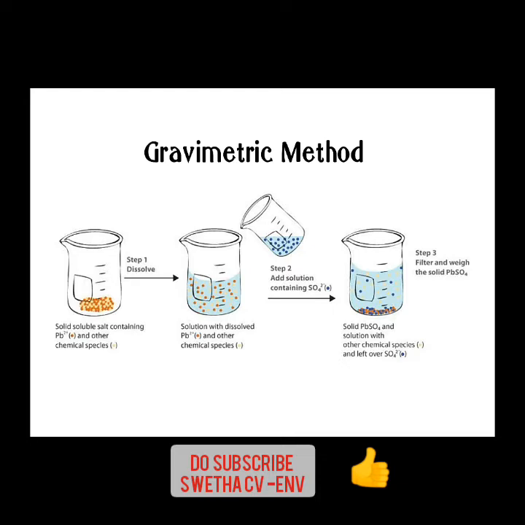So, as you can see here in the gravimetric method, a solid soluble salt containing lead and other chemical species is added as one sample. Then they dissolve it with some water. Later they add sulfur oxide to it, and lead sulfur oxide is formed, and thereby the other gas is liberated. Whatever remains is taken out for analyzing with the help of a filter paper.